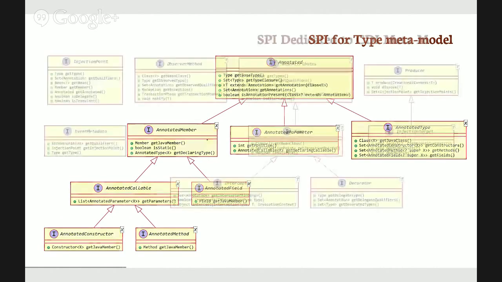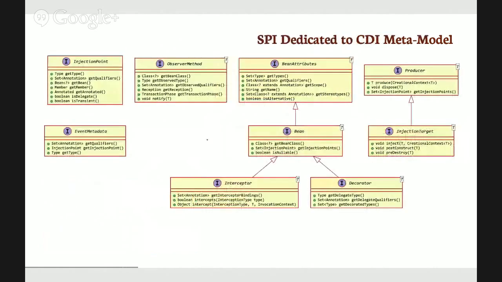The second part of the SPI is related to the CDI metamodel. We already saw the InjectionPoint object. So you see you have information about the type on the injection point. You have the information about the qualifiers, etc.